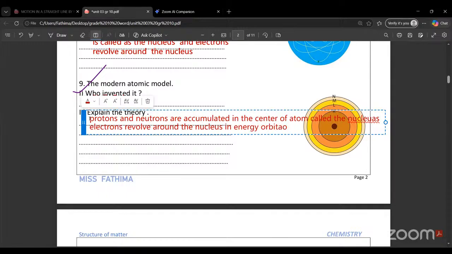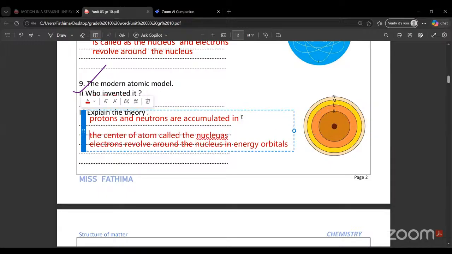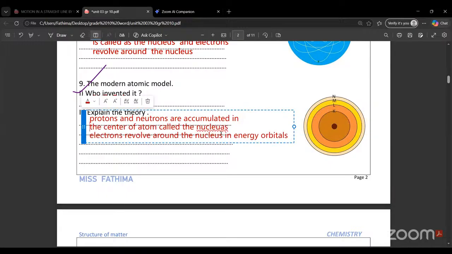You can call it energy orbitals, or you can call it energy shells, right? Anyways, so that idea is explained here.